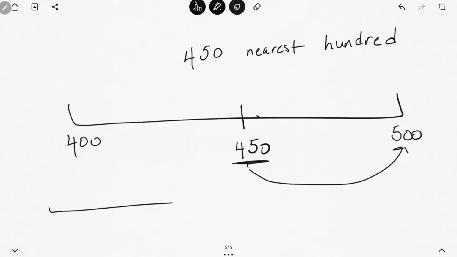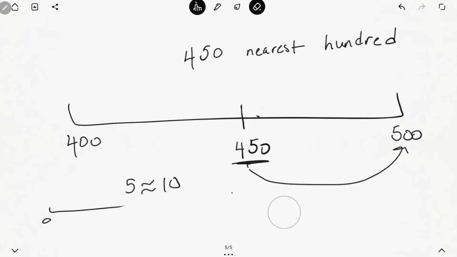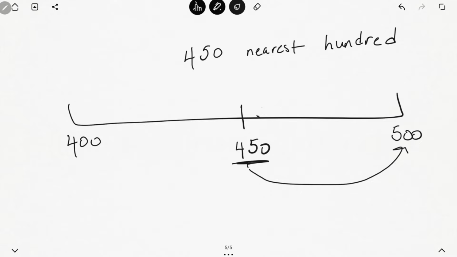We said that if you had a timeline between 0 and 10, how do you round 5? Do you round it down to 0 or do you round it up to 10? Based on what we saw before, if you had the number 5, you would round it up to the higher number, right? So if you asked what's the nearest 10 to 5, we would say it would be 10. In the same way, if somebody asked us to round 450 to the nearest 100, we would say the nearest 100 to 450 would be 500. We round it up.